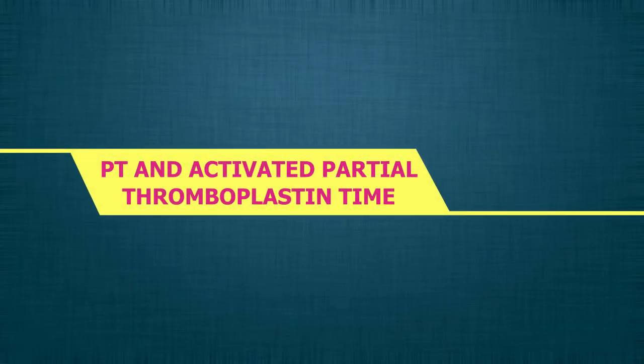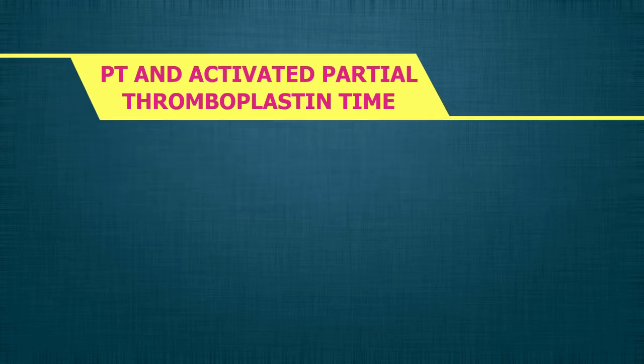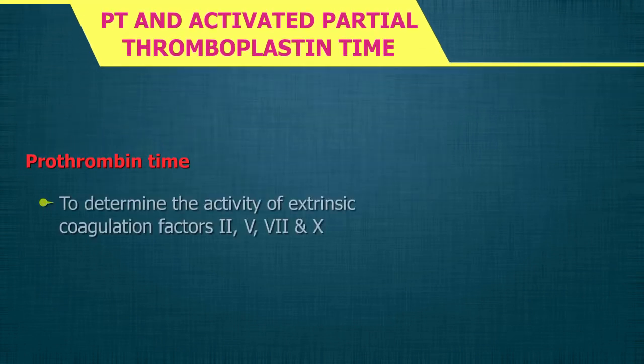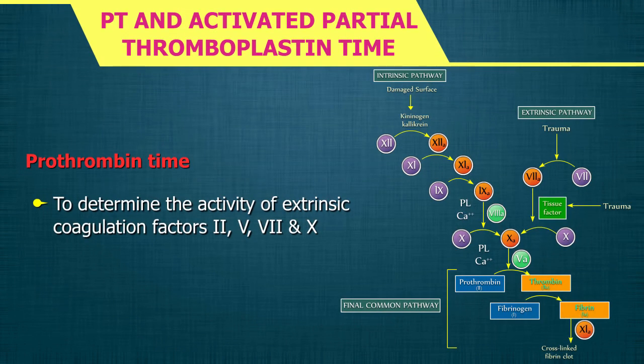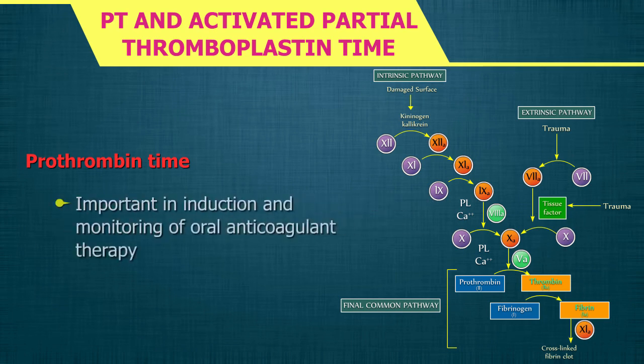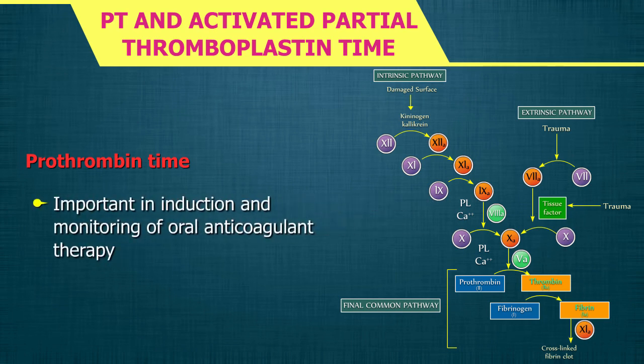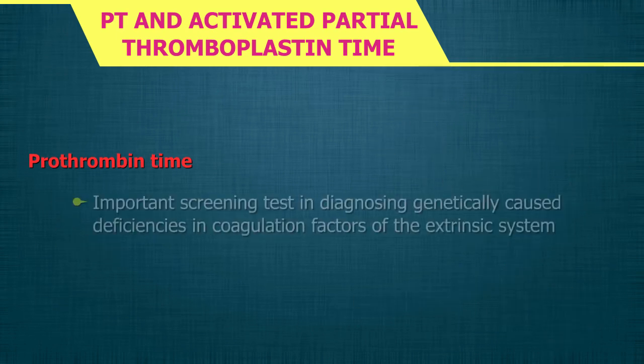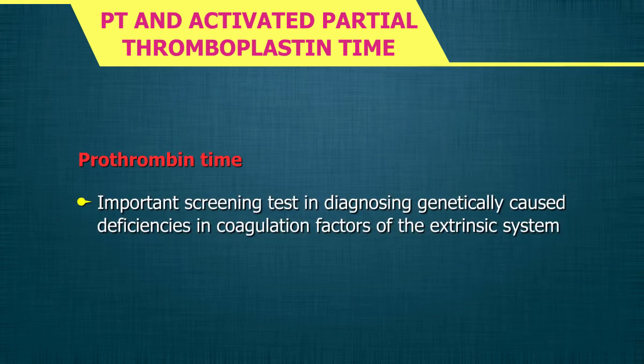Prothrombin time and activated partial thromboplastin time. Prothrombin time is used to determine the activity of extrinsic coagulation factors 2, 5, 7, and 10. The PT test is important in the induction and monitoring of oral anticoagulant therapy. It is an important screening test in diagnosing genetically caused deficiencies in coagulation factors of the extrinsic system.